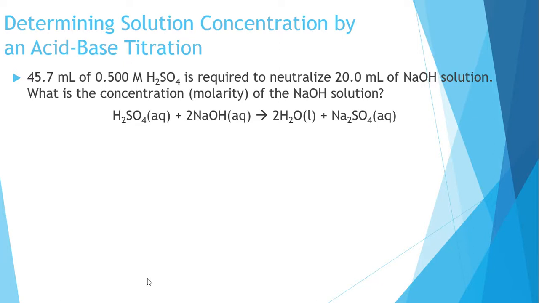Oftentimes, you are going to see titration problems written as such. 45.7 milliliters of a 0.5 molar sulfuric acid solution is required to neutralize 20 milliliters of sodium hydroxide solution, and it's asking what is the concentration or molarity of your sodium hydroxide solution. So notice here that unlike all these other problems, we're not asking for liters or grams or moles. We're looking for concentration. That should be the dead giveaway that this is going to be a titration kind of problem.